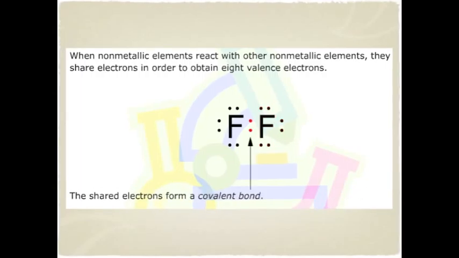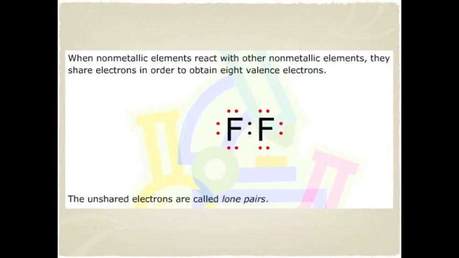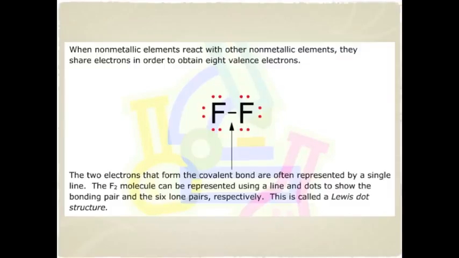The shared electrons form a covalent bond. The unshared electrons are called lone pairs. The 2 electrons that form the covalent bond are often represented by a single line. The F2 molecule can be represented using a line of dots to show the bonding pair and the 6 lone pairs respectively. This is called a Lewis dot structure.